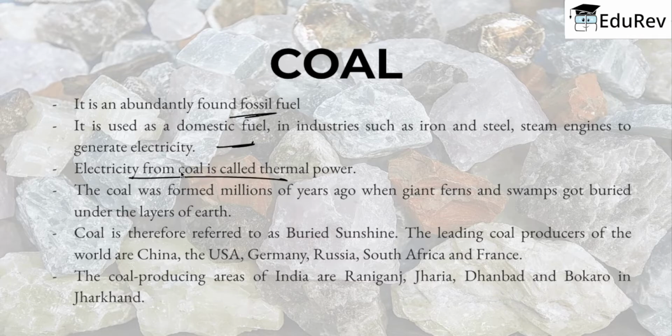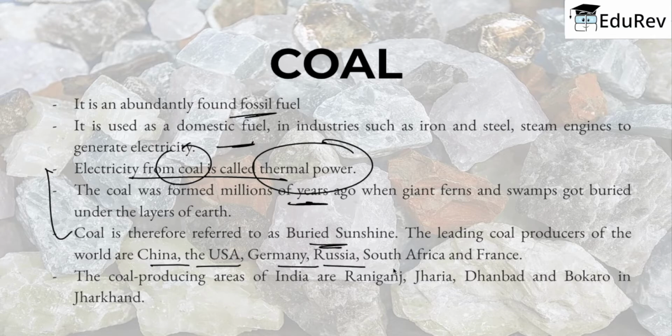Electricity from coal is called thermal power. And how was coal formed? It was formed millions of years ago when giant ferns and swamps got buried under the layers of the earth. And coal is therefore referred to as what? Buried sunshine. The leading coal producers of the world are China, US, Germany, Russia, South Africa and France. The coal producing areas of India are Raniganj, Jharia, Dhanbad, Bokaro in Jharkhand, etc.